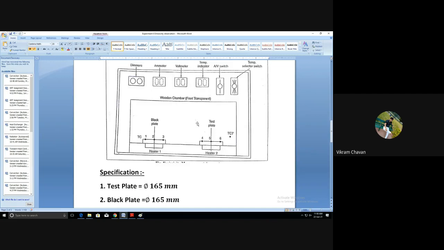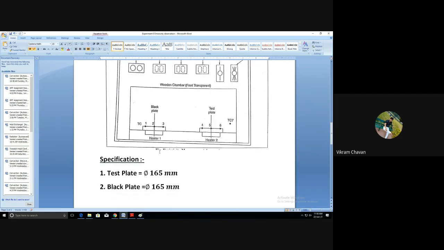Most importantly, for the calculation you require some specifications. The first requirement is that whatever surface area we consider for the black plate, we consider the same surface area for the test plate. For that reason, the test plate diameter should be equal to the black plate diameter. So the diameter of the test plate is 165 mm, and the black plate diameter we also consider as 165 mm.